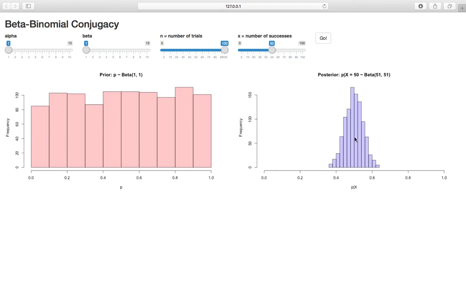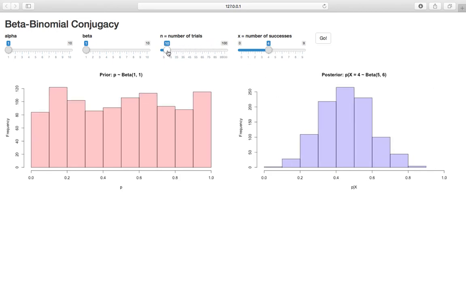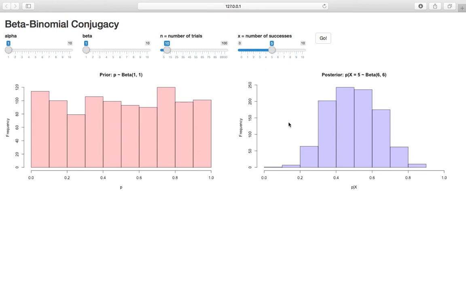This makes sense. If we view 100 trials, we're more certain that P is around 50% just because we have a larger sample size. If we go all the way down to 10 trials and 5 successes, then all of a sudden we have this large variance, right? Because now we just don't have a lot of samples. We're not as confident. We're still more confident here than we are in the prior, where we have no idea, but we're less confident than if we have a large sample.